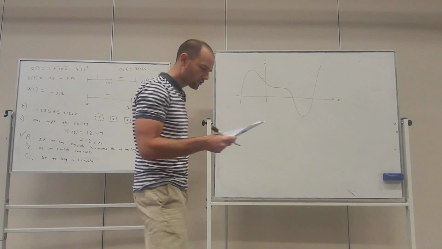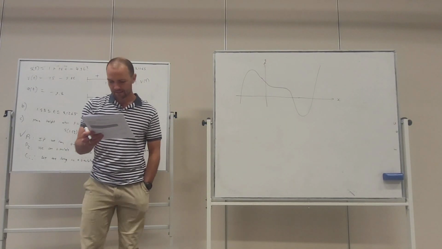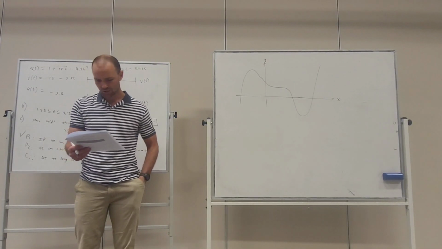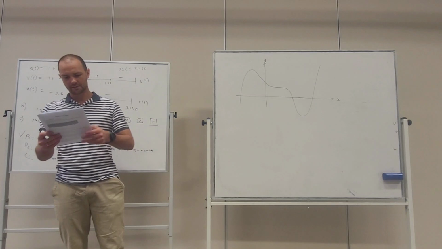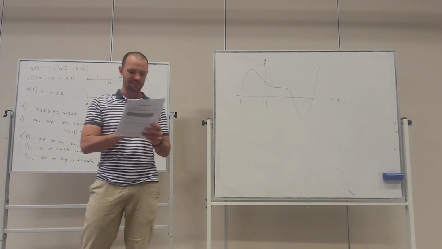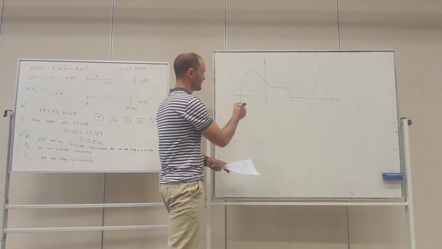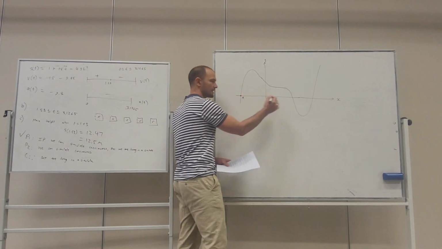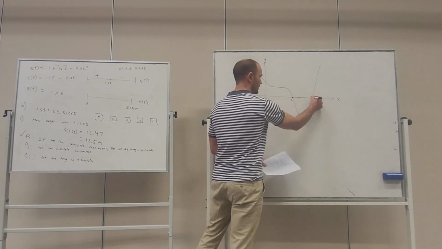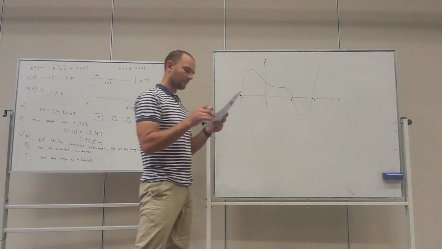Okay, last one. Consider the function shown below with roots a, b, c, turning points at d and e, stationary inflection at f, and non-stationary inflection at g and h. Plot these points on the function alongside. So roots at a, b, c. Roots are where it crosses the x-axis. Those are the x-intercepts.